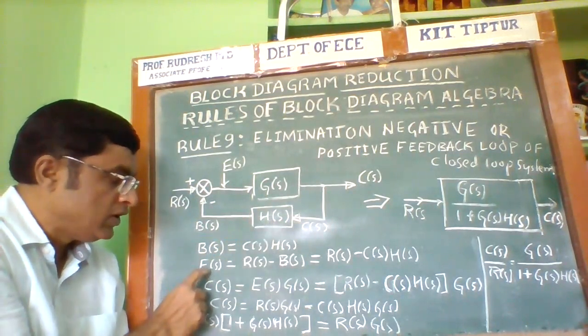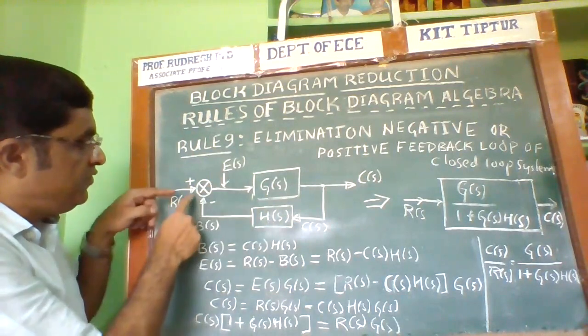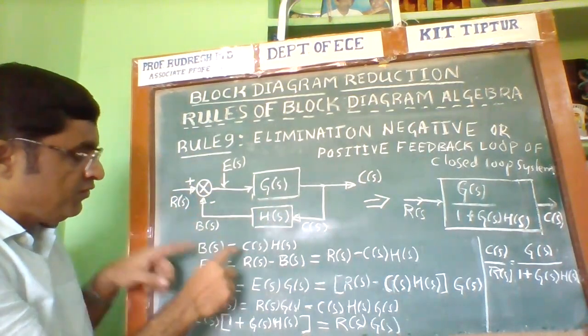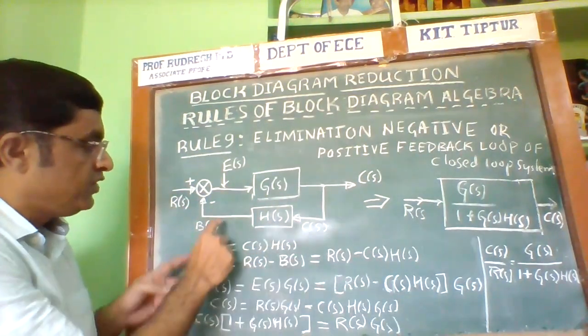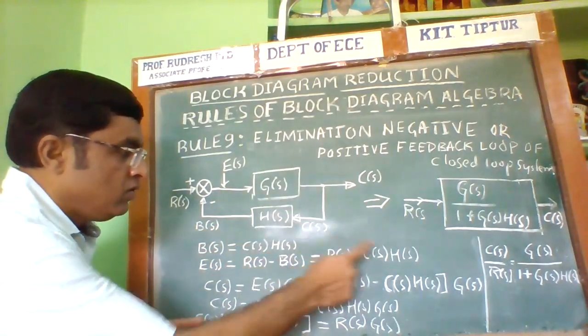Similarly, what is E of S? E of S is equal to the difference, R of S minus B of S. Now what is the B of S value? I have to substitute here. B of S is equal to C of S into H of S.